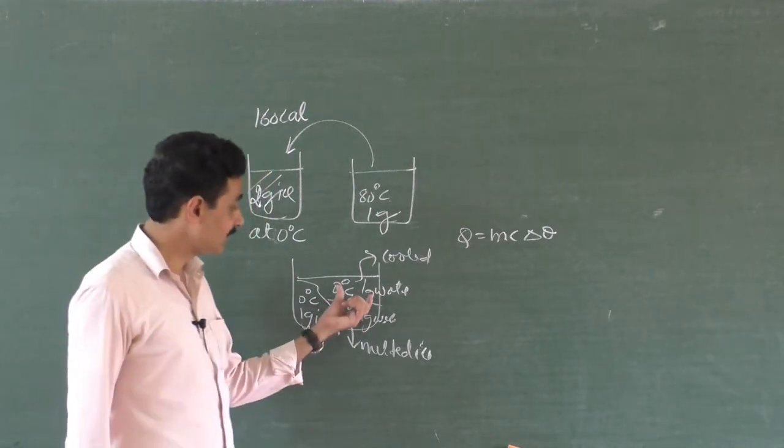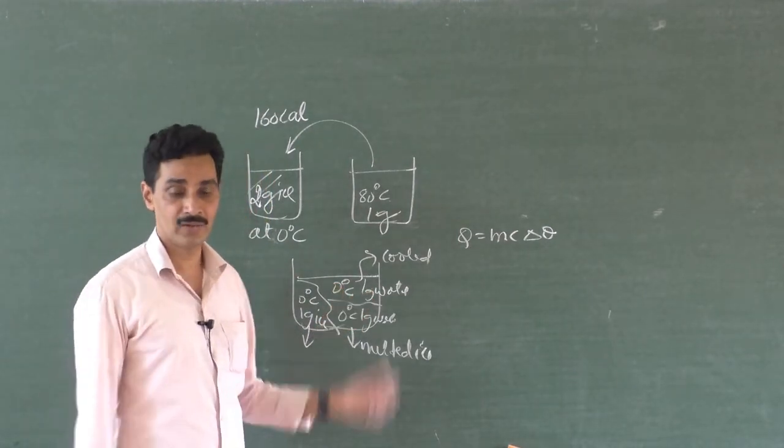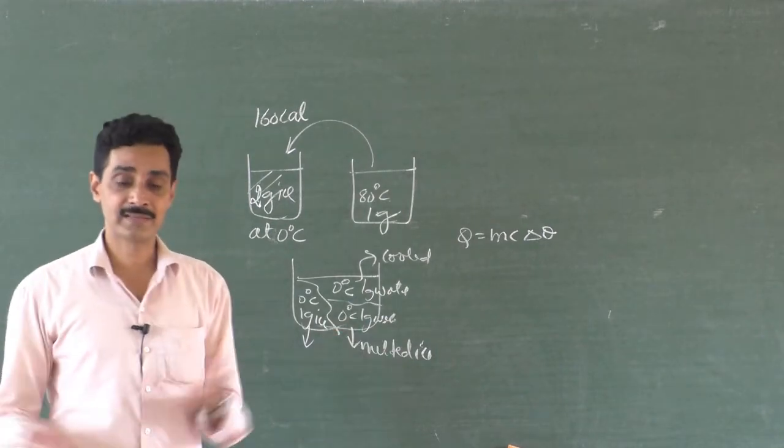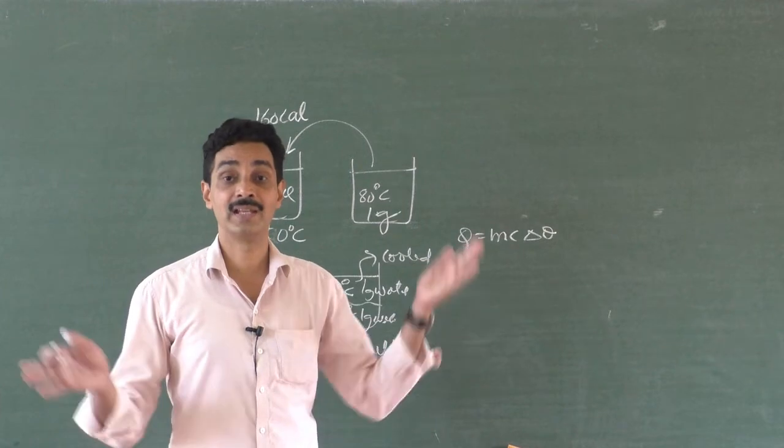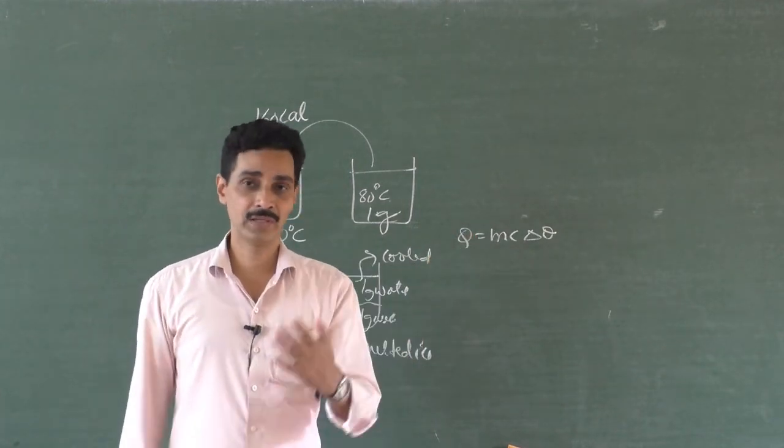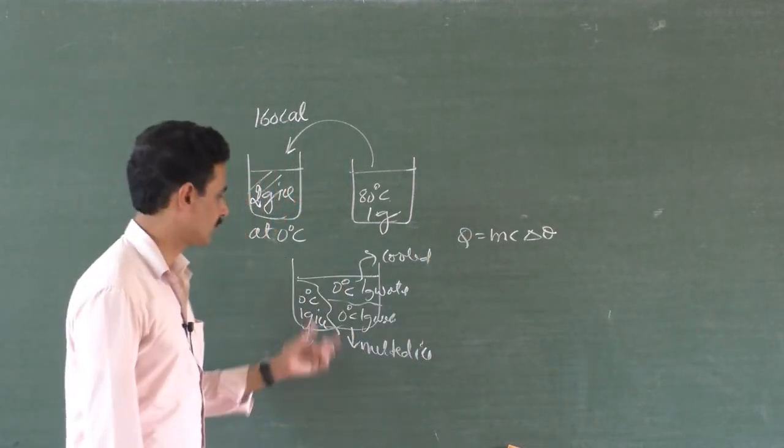Now sir, can't this donator give further heat energy? No, not possible. Heat energy will be exchanged between two objects only when there is a temperature difference. Heat energy flows when there is a temperature difference. If there is no temperature difference, no heat energy flow, so nothing is possible.